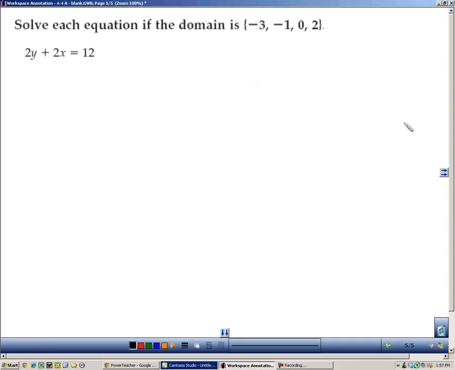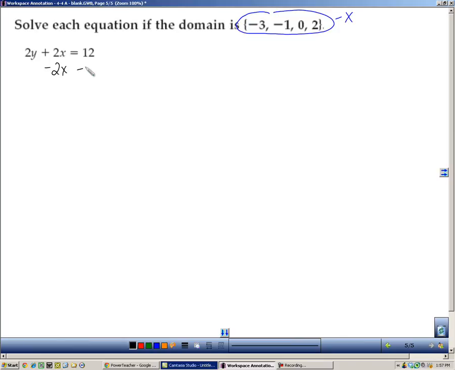Here's another example of solving an equation with two variables, and we're given the domain, which means we're given all the x values. That's what the domain is. So I'm going to plug those x values in and find out what the y values are. Now look at this equation. Since the x and y are on the same side, it might make this a little difficult. So I find it easier to isolate the value that we're looking for. So I'm going to isolate the y.